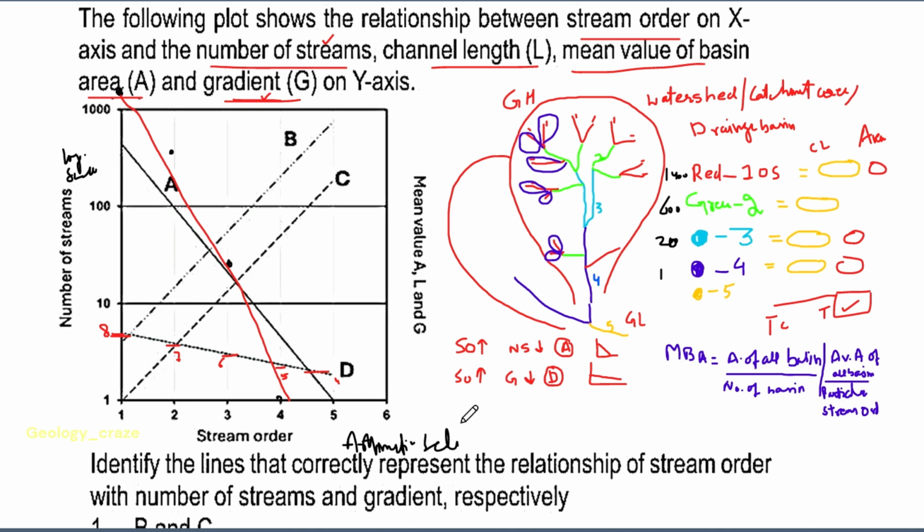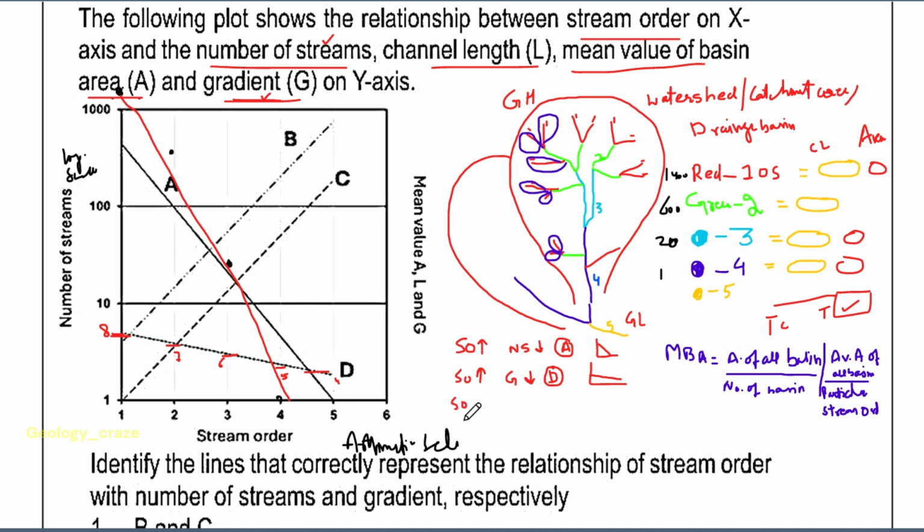So with the increase of stream order, our channel length is also getting increase. And it is represented by B or C, both are increasing. Don't go with these numbers: 1, 10, 100, 1000. This side they are also given. We have to think with respect to this, not with respect to this. Always think in this way also. So curves B and C will be the case for this.